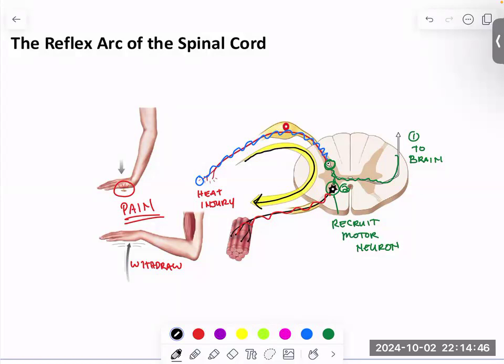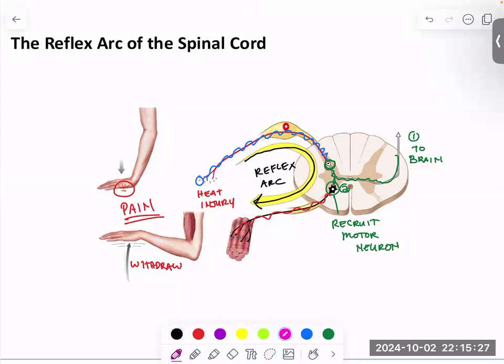Here's a hot curling iron. You touch it. You withdraw. You can almost count: 1, 2, 3. Then it hurts. You don't feel the pain right away. Why do you withdraw? This reflex arc allows you to get away. It happens so fast you don't feel the pain.